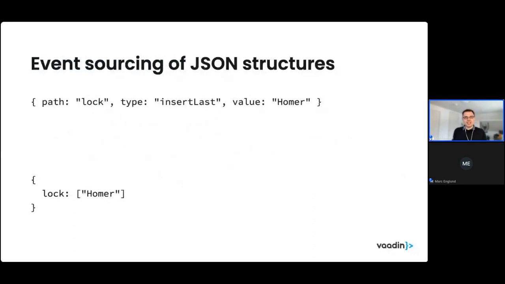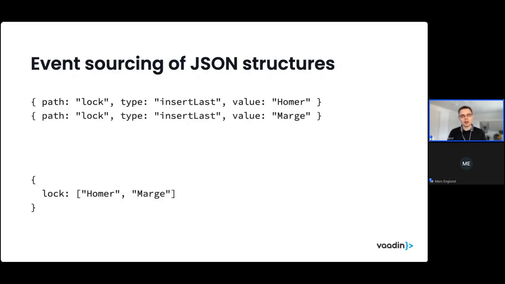Then, how is this data updated? And here we get to, again, one of the popular topics right now, which is event sourcing. So basically, every change to this data is yet another JSON object, for instance, that describes an atomic modification. And these things happen one after the other. So first we get, for instance, a message saying that for the lock in this topic, let's insert Homer as the last one. And it was empty before, so now the lock list contains only one person. Basically, Homer has acquired this lock now.